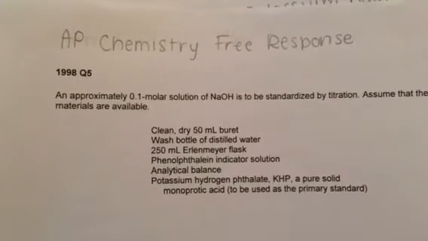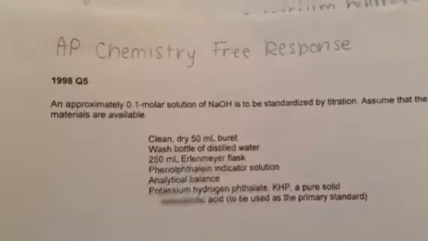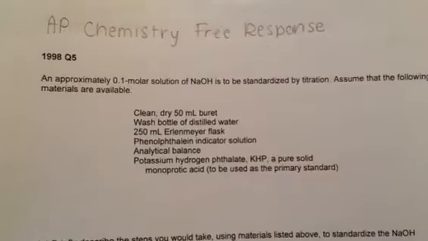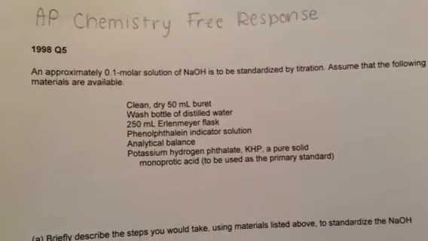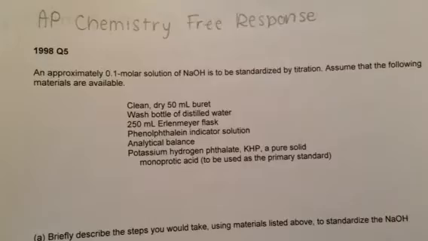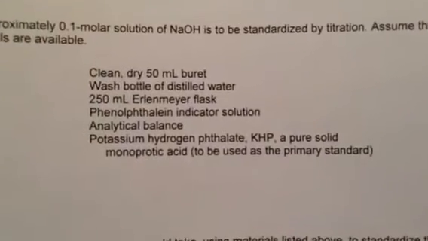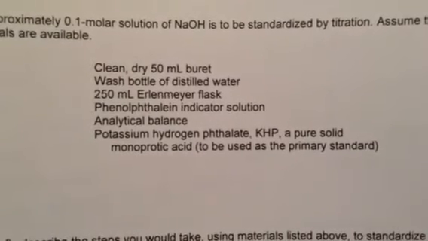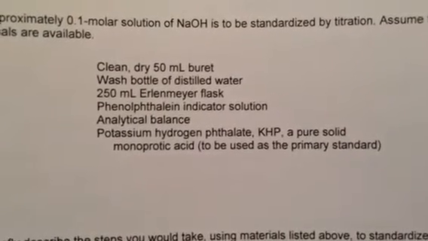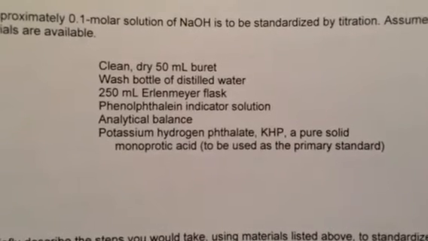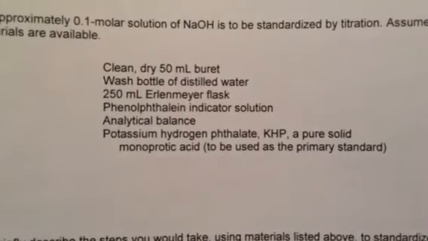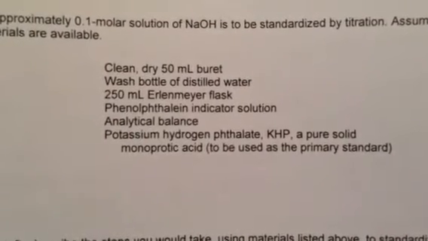I will be showing you how to solve the 1998 AP Chemistry Free Response Question 5. An approximately 0.1 molar solution of NaOH is to be standardized by titration. Assume that the following materials are available: clean, dry 50 milliliter burette, wash bottle of distilled water, 250 milliliter Erlenmeyer flask, phenolphthalein indicator solution, analytical balance, and potassium hydrogen phthalate, KHP, a pure solid monoprotic acid to be used as the primary standard. Part A.